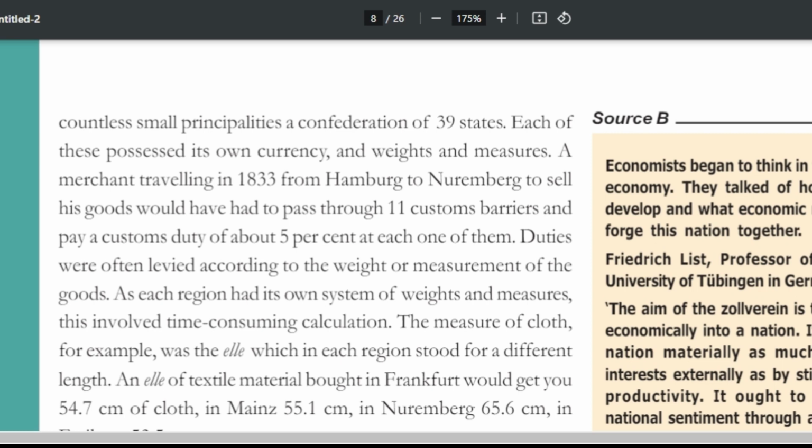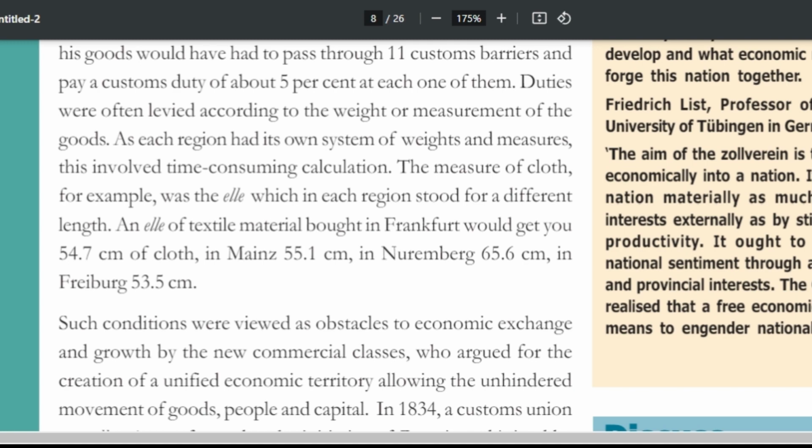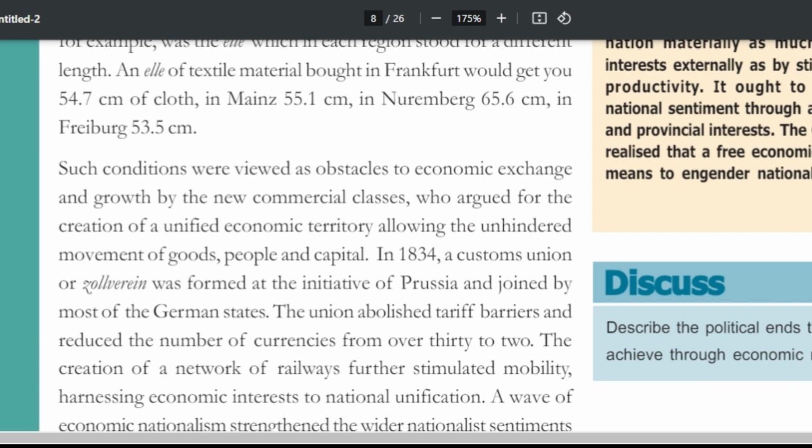Duties were often levied according to the weight or measurement of the goods. As each region had its own system of weights and measurements, this involved time-consuming calculation. The measure of cloth, for example, was the elle, which in each region stood for a different length. An elle of a textile material bought at Frankfurt would get you 54.7 centimeters of cloth. In Mainz, 55.1 centimeters. In Nuremberg, 65.6 centimeters. In Freiburg, 53.5 centimeters.